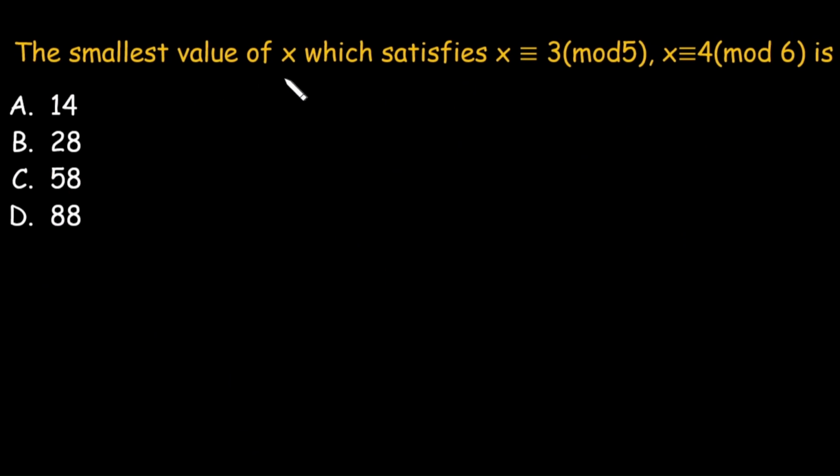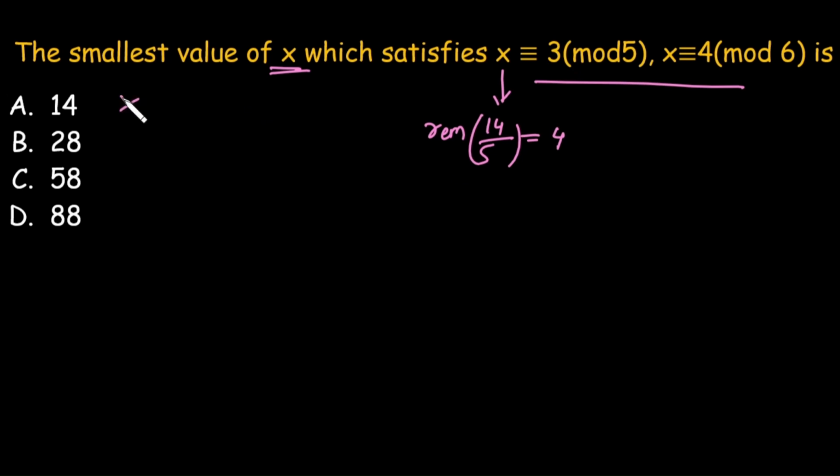Next is the smallest value of x which satisfies these congruences. Again, do not apply the Chinese remainder theorem directly. We will pick the option, check which one is satisfying this. Check for 14. 14 when divided by 5, what is the remainder? Remainder is equal to 4. What we need is 3. It means 14 is not the solution of the system.